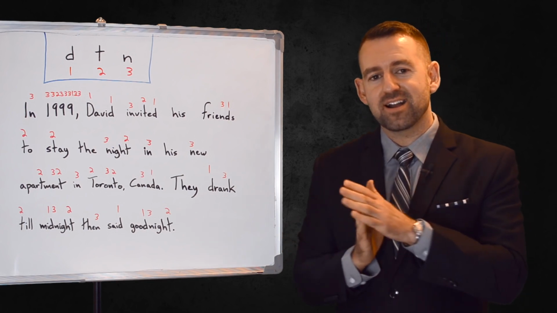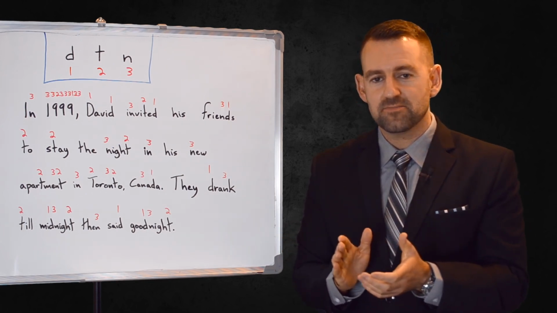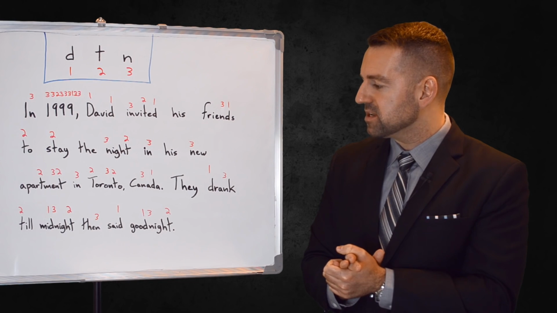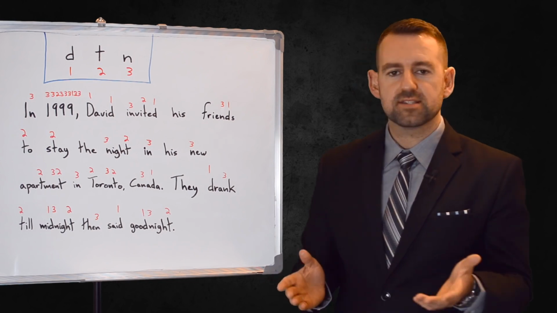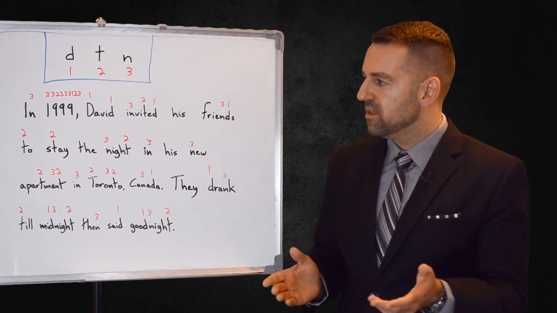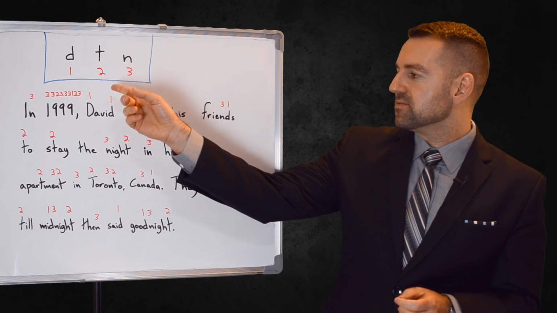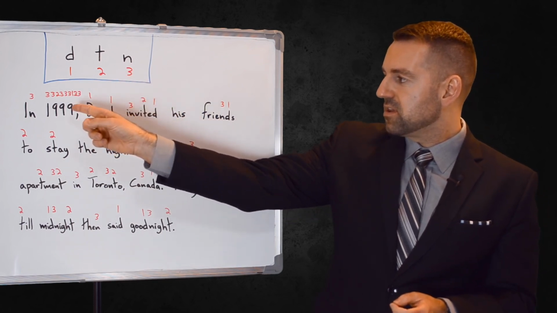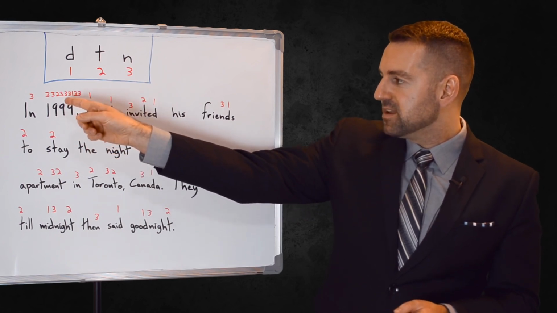Okay, so try to keep your tongue in the middle. In 1999, David invited his friends to stay the night in his new apartment in Toronto, Canada. They drank till midnight, then said goodnight. So here I have all the sounds. All right. So in, got N, we've got lots of N's here in this 1999.